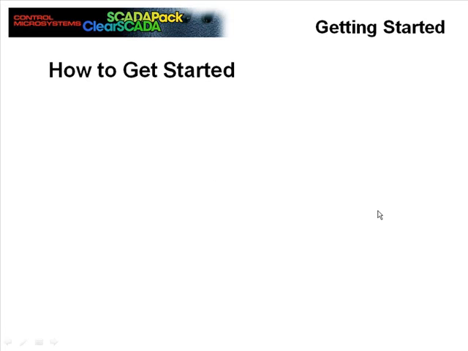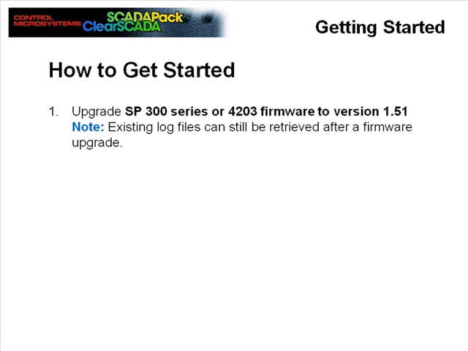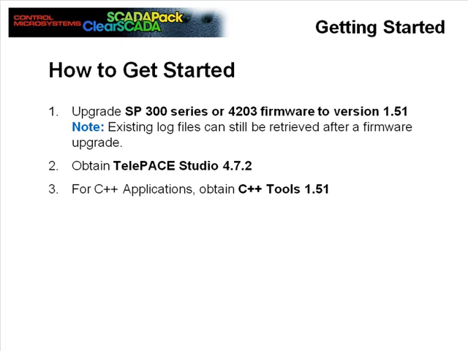So how do you get started using these new utilities? Well, first you need to upgrade either your SCADAPAC 300 series or your 4203 firmware to version 1.51 or newer. And note that existing log files on the controller can still be retrieved after firmware is upgraded. You'll need to obtain TelePACE Studio 4.7.2, either to use the file management utility or to set the FTP settings before you use an FTP client. For C++ applications, you'll need to obtain C++ Tools 1.51. Thank you very much.